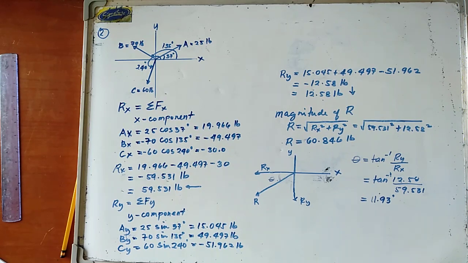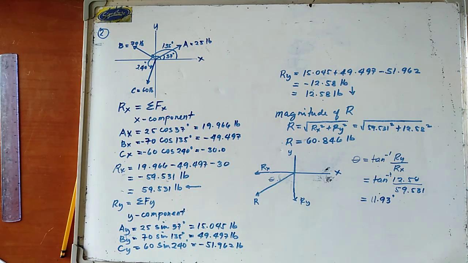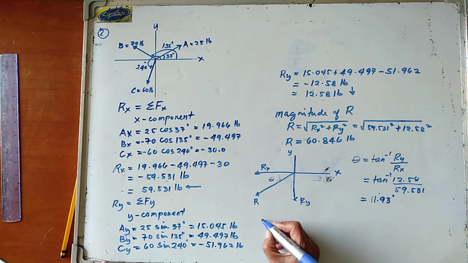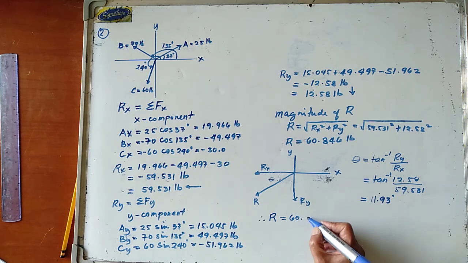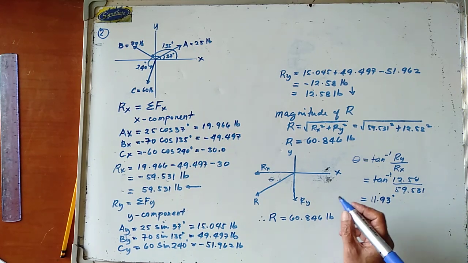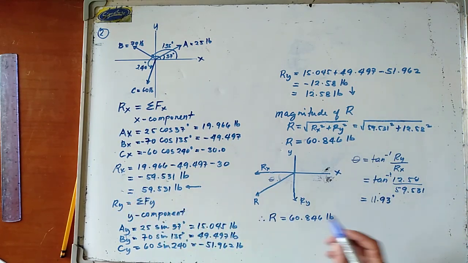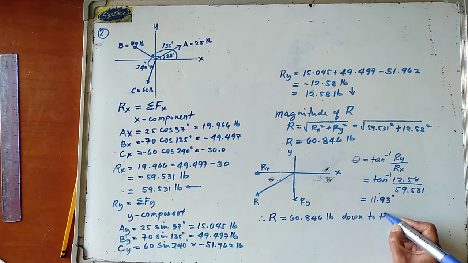11.93 degrees with the negative x-axis. Hence, the resultant R is now equal to 60.846 pounds. This is down to the left.